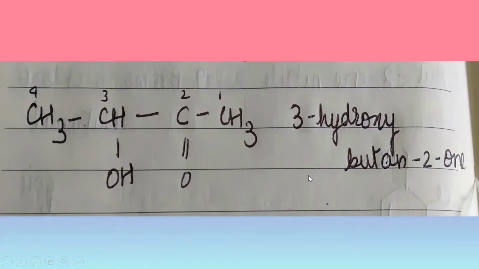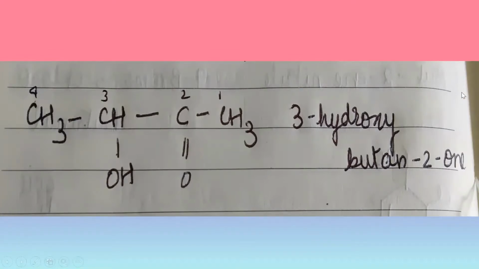3-hydroxy for the alcohol group present as a substituent on the 3rd carbon, but for the 4 carbons present in the parent chain, that is nothing but the longest chain here, 2-one for allotting the position of the ketone group present here as the main principal functional group.